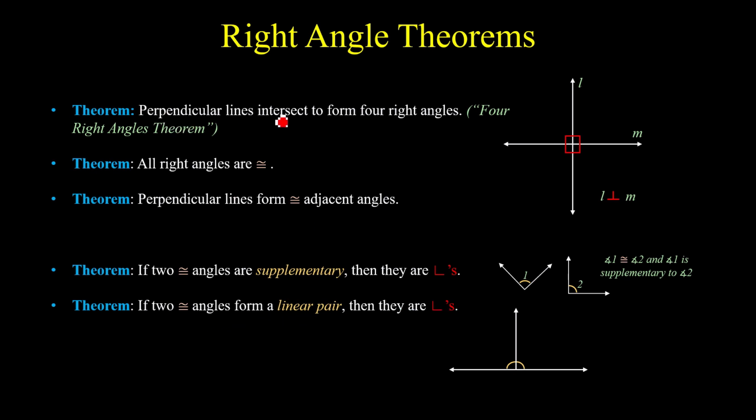Again, perpendicular lines intersect to form 4 right angles. All right angles are congruent. Perpendicular lines form congruent adjacent angles. If two congruent angles are supplementary, then they are right angles. If two congruent angles form a linear pair, then they are right angles.